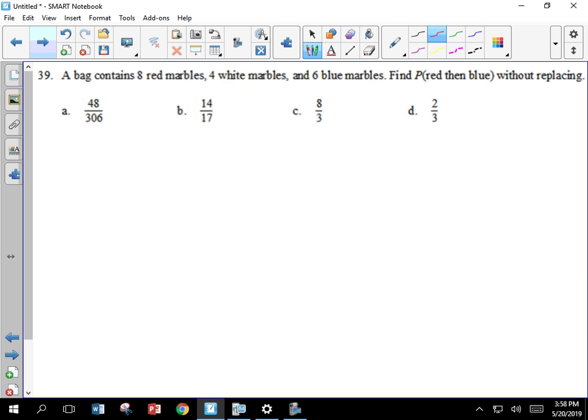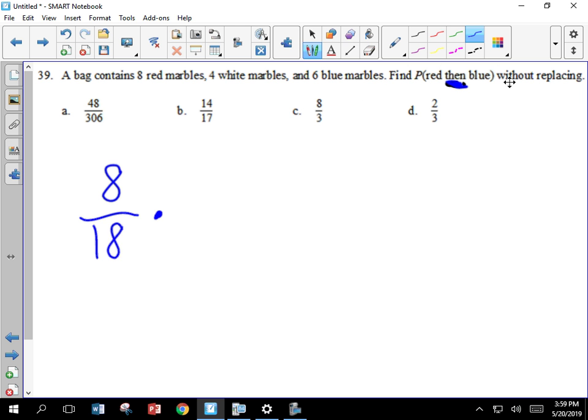All right, last one. A bag contains 8 red marbles, 4 white marbles, 6 blue marbles. Find the probability of red then blue. That's the key word. Make sure you pay attention to that. Then, not or, then. Okay? Then means you multiply the probabilities together, or means you add them. All right, so let's talk about it. Probability of finding a red one first. So first of all, there's 8 red marbles out of how many total? 8, 12, 18. Perfect. We know it's then, so I'm going to multiply.